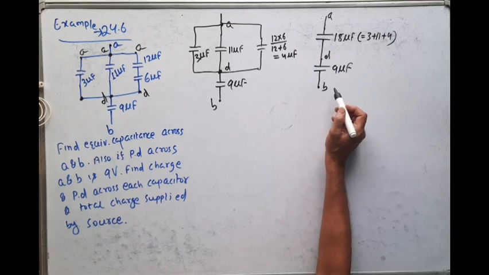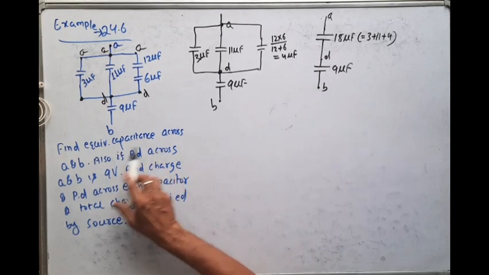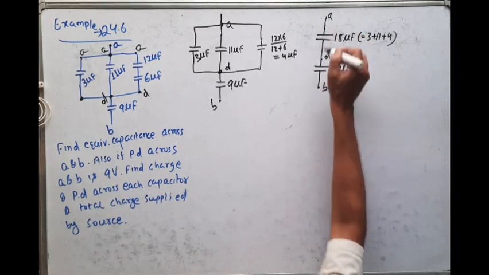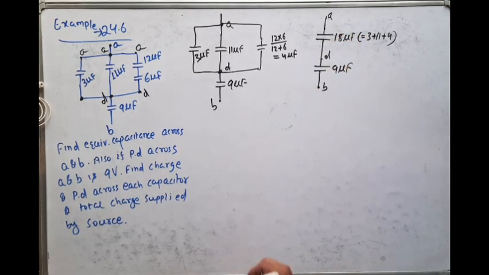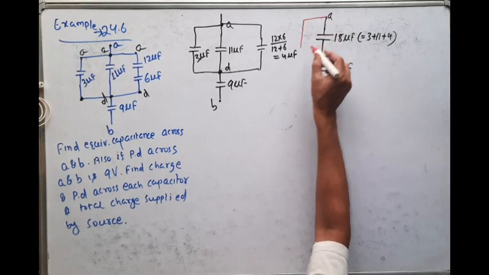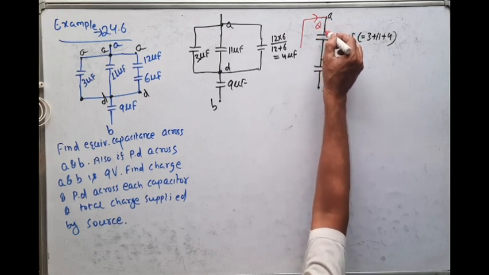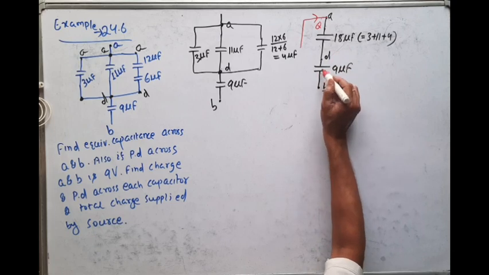Okay, so now the question is to find the equivalent capacitance across A and B. So now this is A, this is B. If I connect a source across it, the charge will start from this point, and this charge through this and this will remain the same.